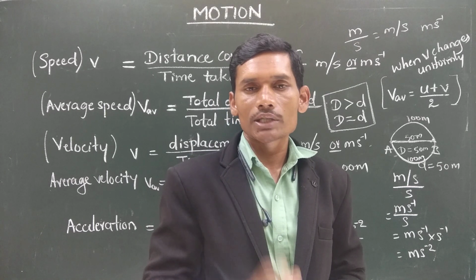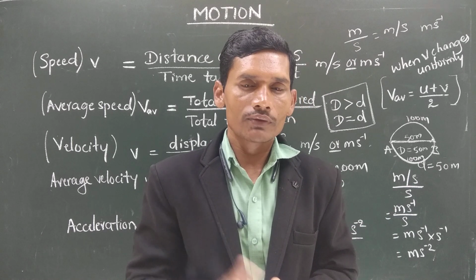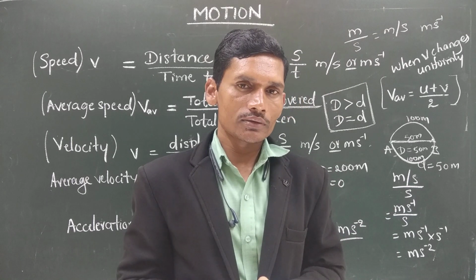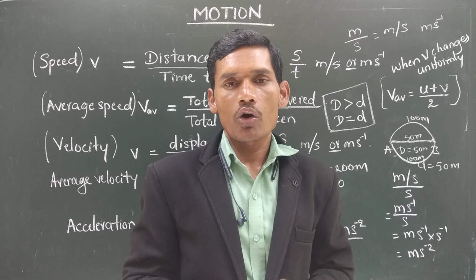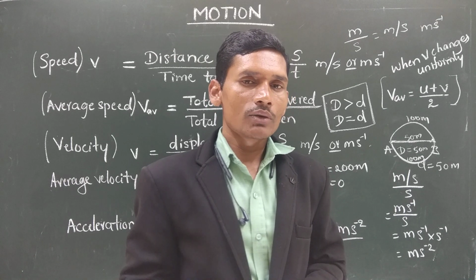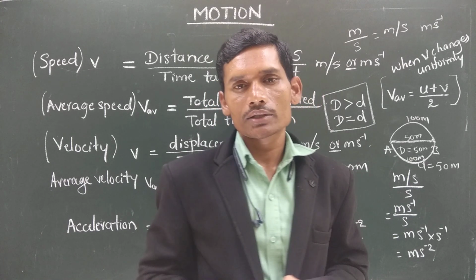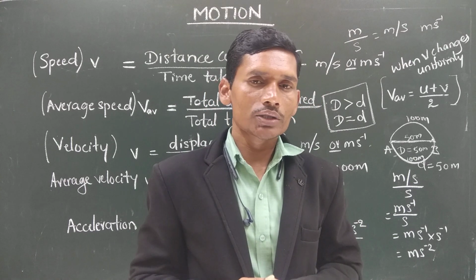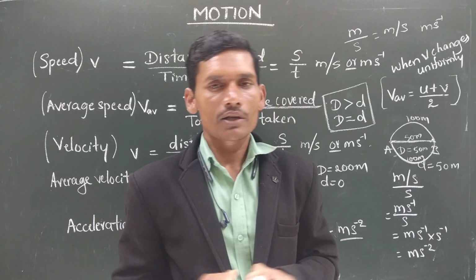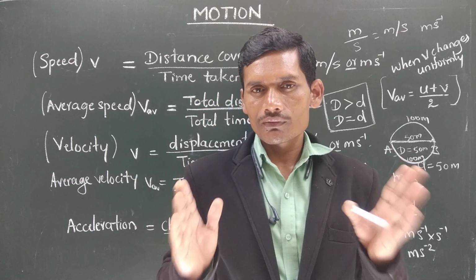You have to be very careful. Don't write meter per second whenever you calculate acceleration. Understood? I hope you all have understood this. What is speed, what is velocity, what is average velocity, what is average speed, and what is acceleration, uniform motion and non-uniform motion, and displacement and distance traveled. I hope you have understood the differences well.